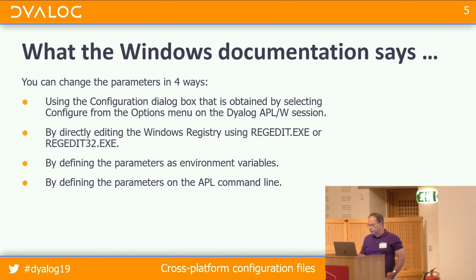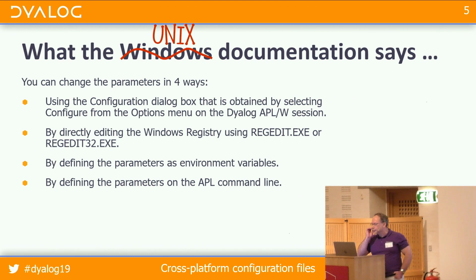You can put parameters on environment variables, and if you're distributing an application, that's probably what you start doing. You create a batch file with all the settings in that then starts the interpreter. And you can put parameters on the APL command line, which is in fact very similar to setting environment variables, with the added restriction that you might have a line length limit.